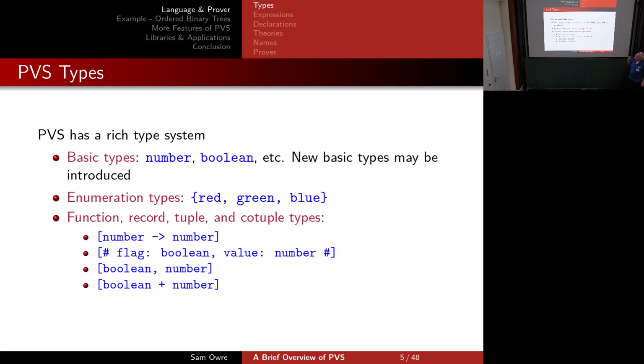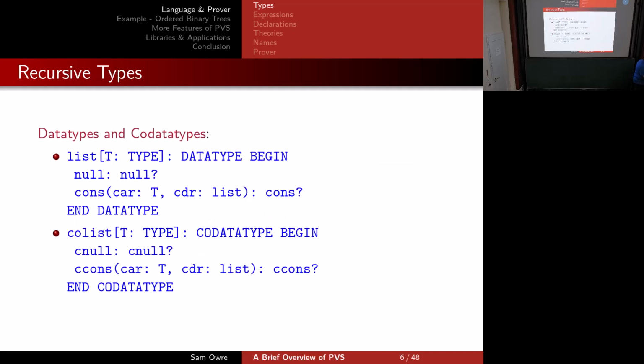So, it has a rich type system. Most of these systems have these basic things: enumeration types, basic types, function, record, tuple, and co-tuple types. And that's the syntax for them. It has recursive types. You saw this for the binary trees, and list is one thing.